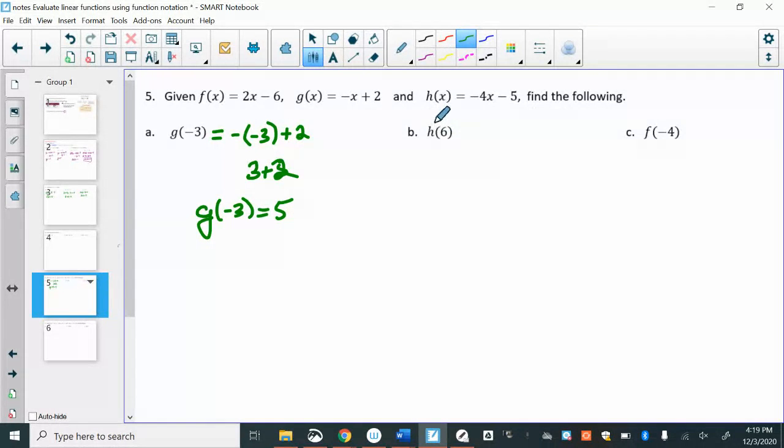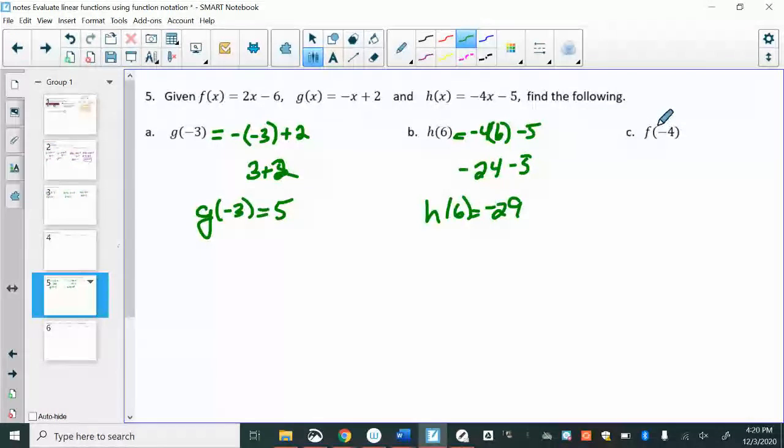If I want to solve for h of 6, I need to make sure I go to function h, which is this guy over here. We substitute in 6 anywhere we see an x. That's going to get you minus 24 minus 5. So h of 6 is equal to minus 29.